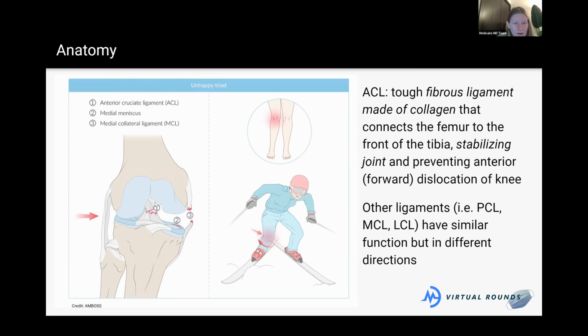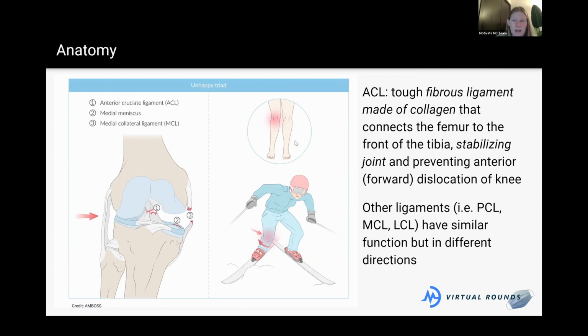And then you can kind of in the background see the one that's crossing it, and that's the posterior, the PCL. It's just not labeled here, but that's the one that's kind of going down and behind it. And all of the ligaments in the knee are made of tough fibrous collagen that connects this top femur bone to the bottom tibia bone. And the job of these ligaments is to stabilize the joint and prevent that dislocation or displacement of the knee. So like we mentioned before, the anterior cruciate ligament, the ACL, is going to stabilize and prevent anterior or forward dislocation of the knee.